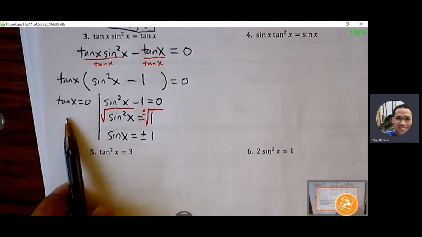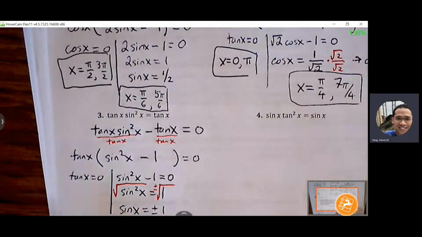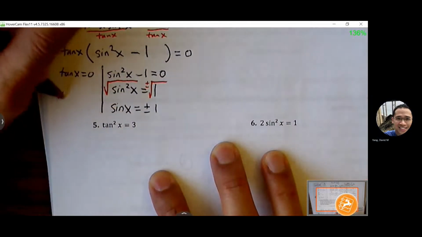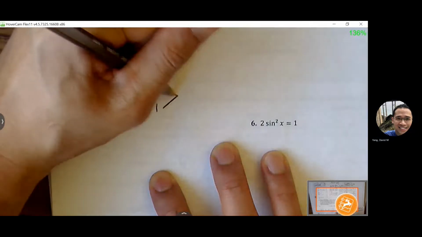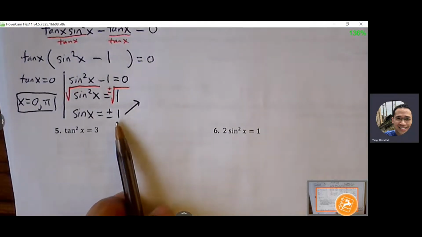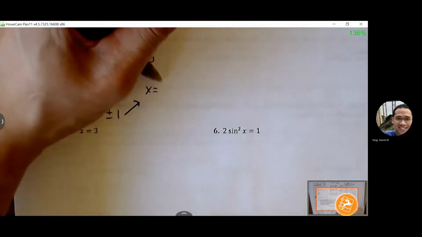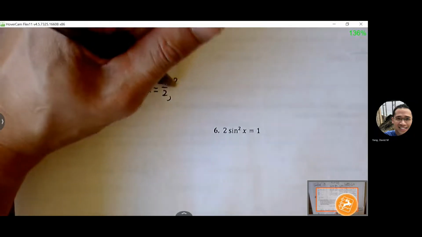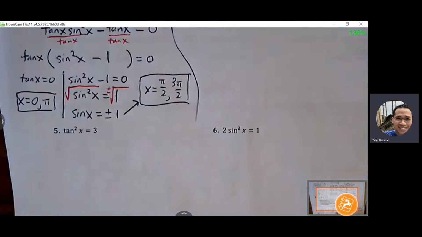Okay. Tangent is equal to 0. We know that from the previous problem at 0 and pi. All right. Where is sine going to be 1 or negative 1? Pi over 2 and 3 pi over 2. Okay. Questions with 3?